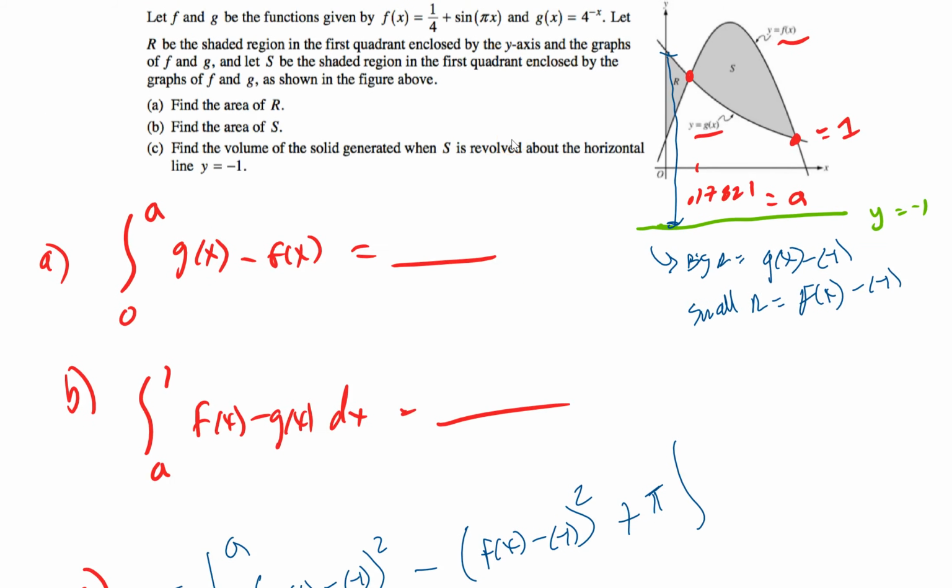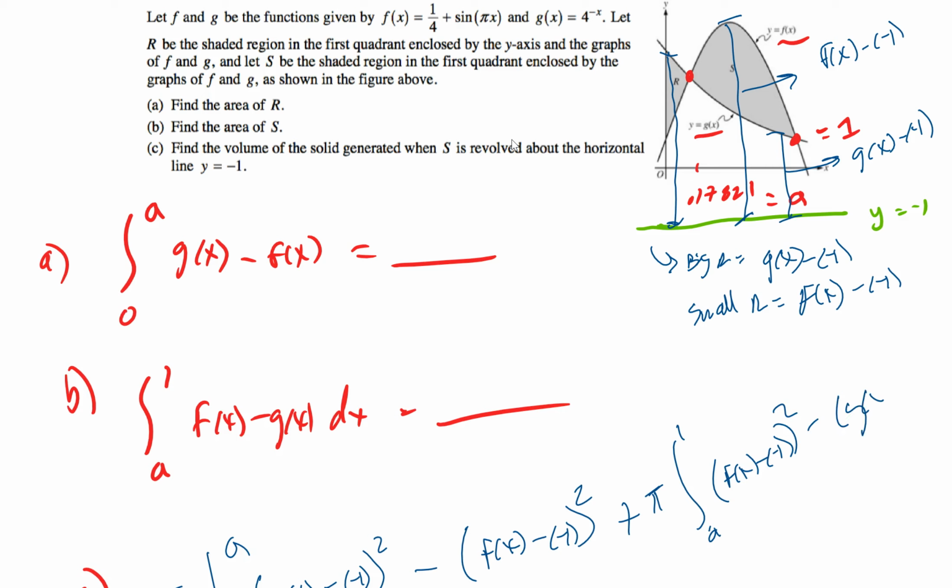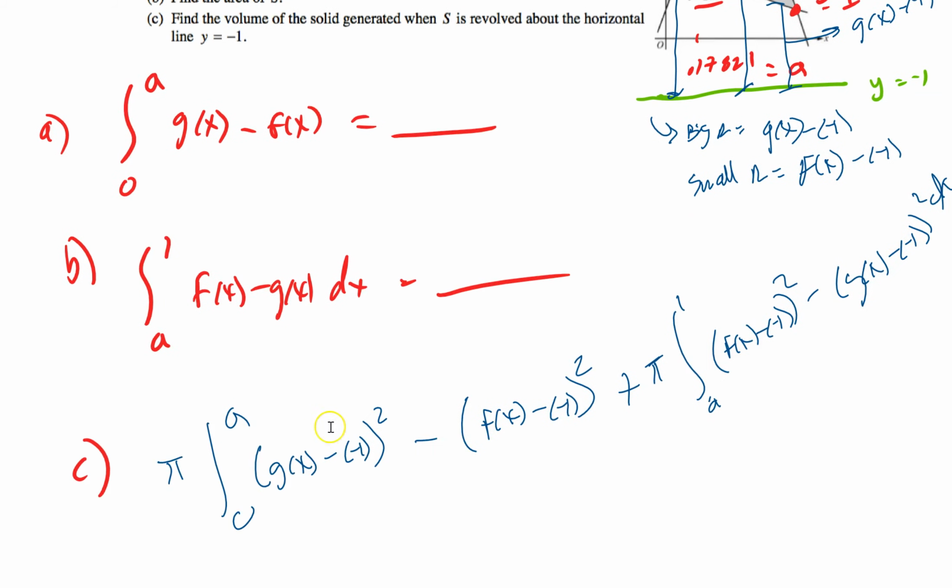Similar idea. Now for s, you can go big minus small. So here's my big R. And that is f of x minus -1 or plus 1. And my small one would be this guy, which would be g of x minus -1. So this one's going to be from, just like what we did up here, a to 1, big minus small, squared dx. Plug that into your calculator, get an answer, and then you're all done with area and volume.